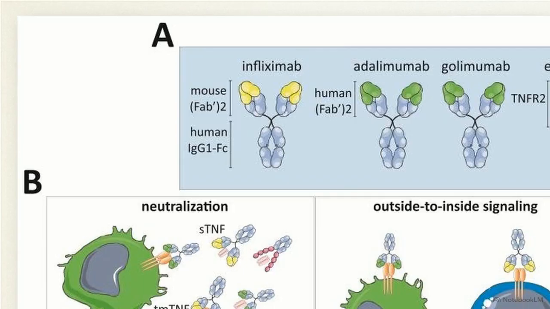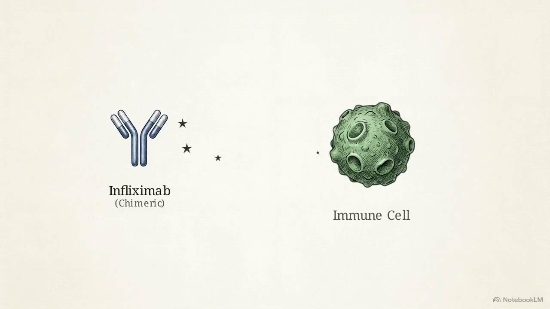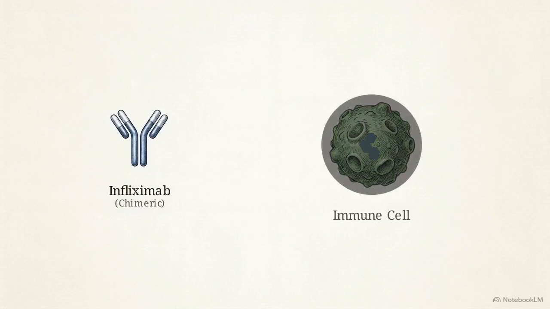Infliximab is a chimeric IgG1 monoclonal antibody. 25% of its amino acid structure is murine, meaning mouse-derived. Because of this, it is highly immunogenic. The human immune system recognizes the murine regions as foreign and develops anti-drug antibodies against it. To counter this, infliximab is administered with a DMARD, like methotrexate, to suppress the immune response.